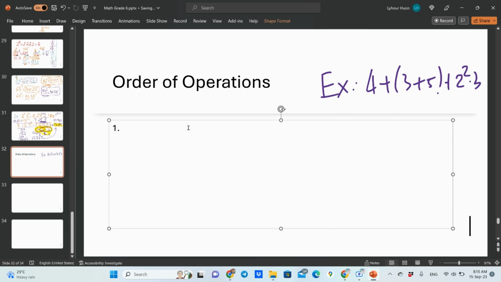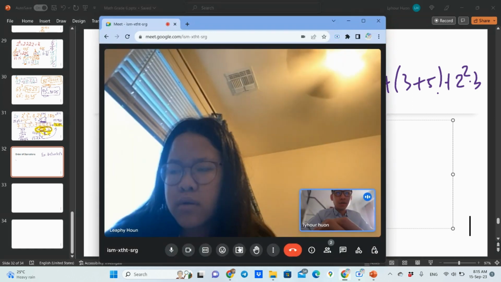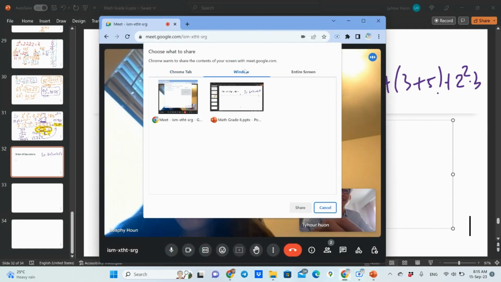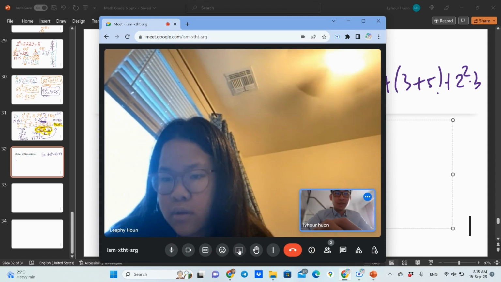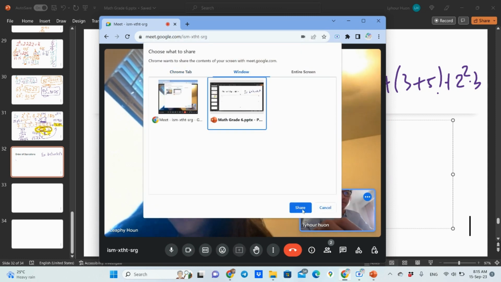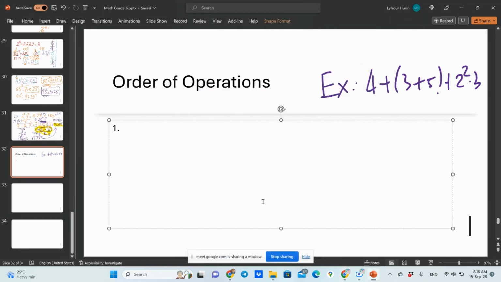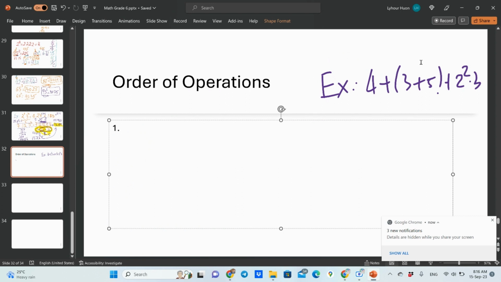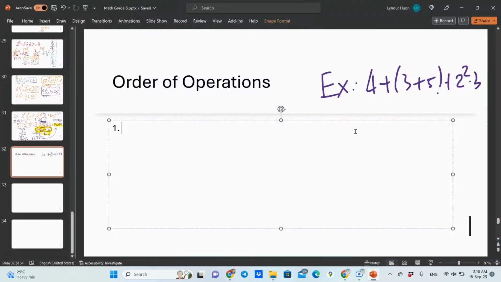So 2 squared. Wait, do you have your other screen up? Oh, I forgot to share the screen. Oh, I do it by myself. Okay, okay, wait. Because I'm more of a visual learner. Okay, now you see my screen.